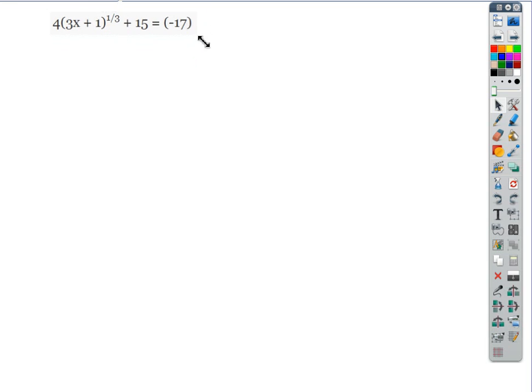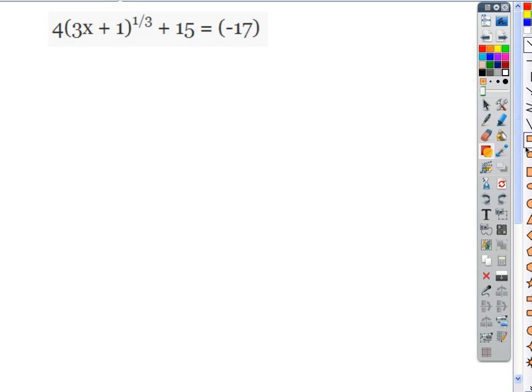Now think about that. In order, what's the first thing I'm going to do? Yeah, subtract 15. Good. If I subtract 15, it gets rid of that part, right? Then what? Divide by 4. Okay, so cube both sides. Subtract 1. Divide by 3. We got it. So it took a few steps, but that's how we would do it.